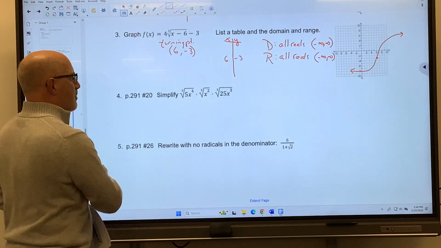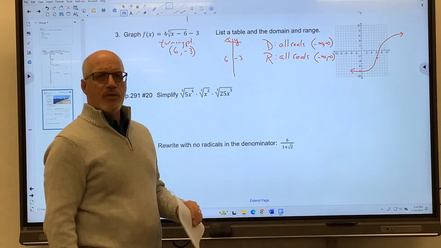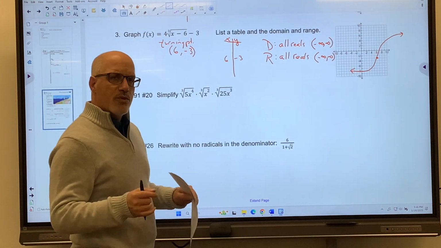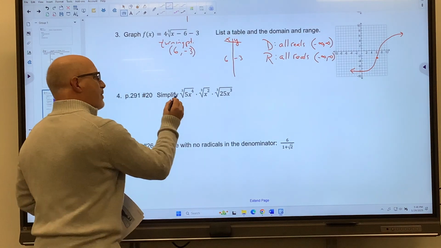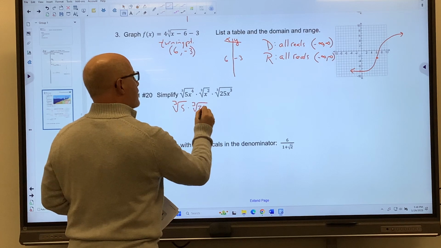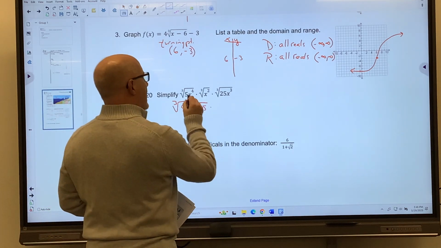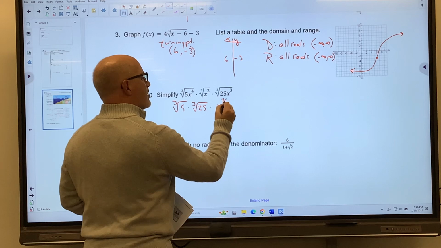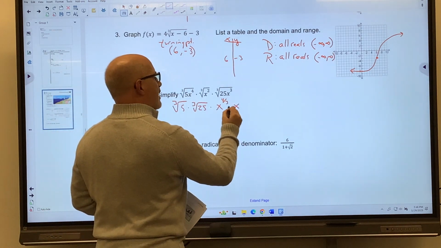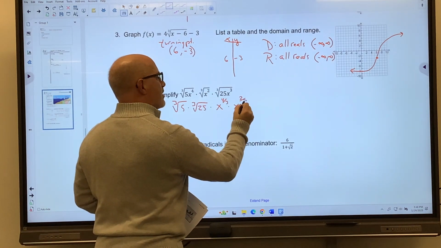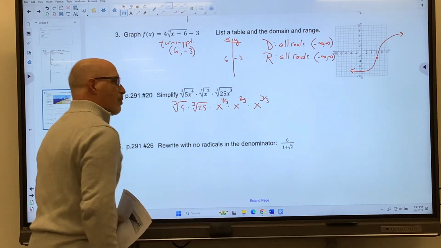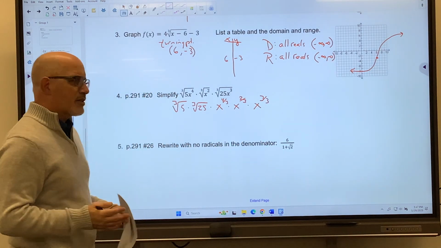Let's simplify this problem down here. My recommendation when you do these is bring the numbers together and then bring the variables together. And for the variables, I would use the exponent form. So for this, I'm going to have the cube root of 5 times the cube root of 25. So bring those two together. And then I'm going to have x to the 4/3. So 4 over 3, that index is the denominator, times x to the 2/3 times x to the 3/3. So bring the x's together and put it into exponent form.